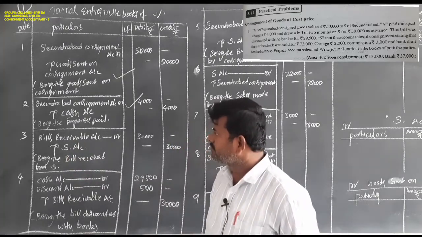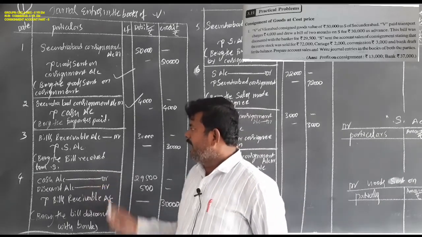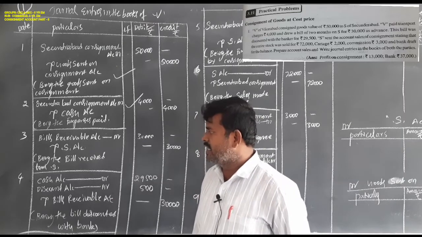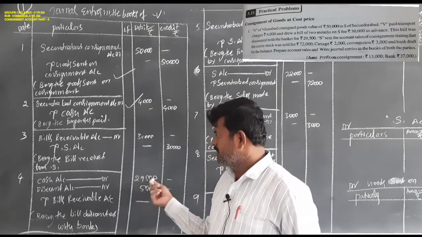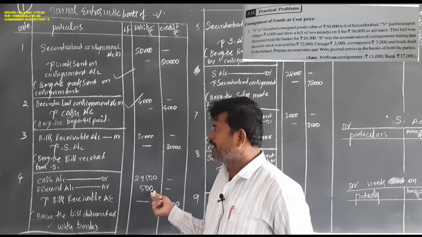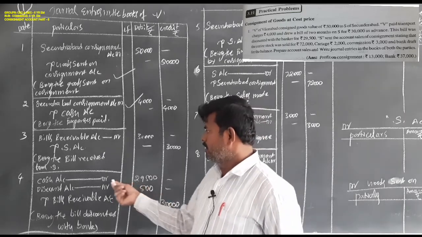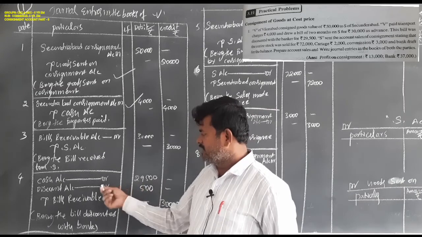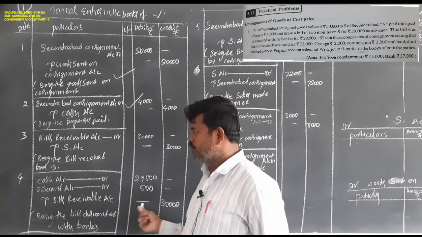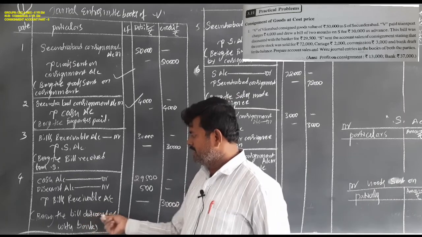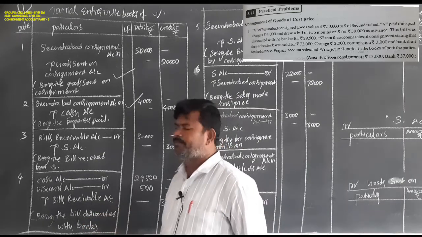Next, fourth date, the bill is discounted by the consignor at 29,500 rupees, discount is 500 rupees. This is given in the problem. So cash account debit, discount account debit to bills receivable. This is being the bill discounted with bank.